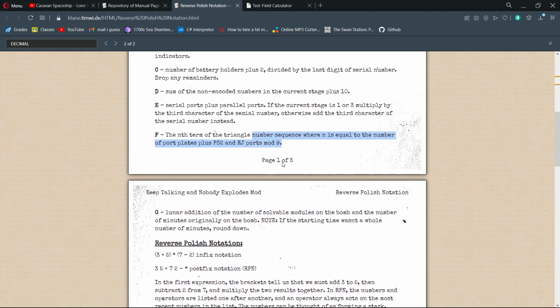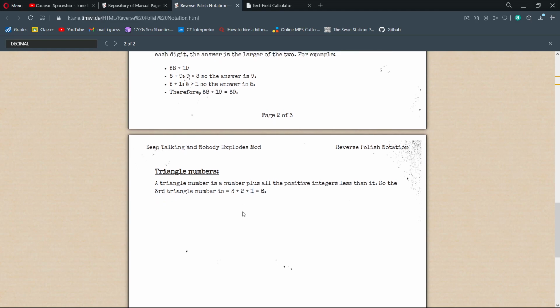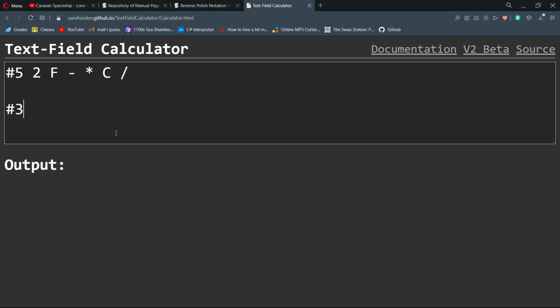And let's see. And triangle numbers here. Okay. Here it explains that the third triangle number is 6, and luckily for us, that is what we have. But to actually calculate the triangle numbers, as it states, you just take the sum of all integers less than it. So if we have n equals 3, we would do 3 plus 2 plus 1, which equals 6, and that's what f happens to equal.